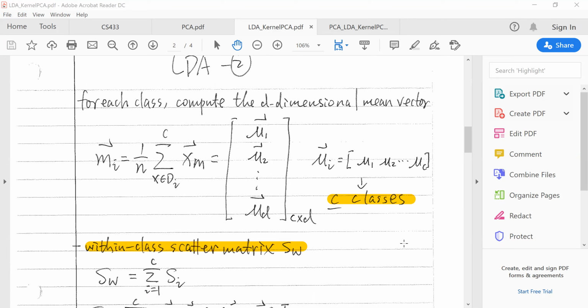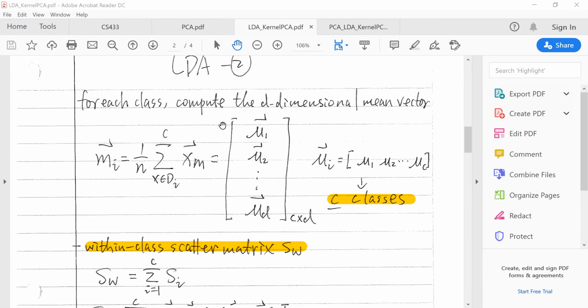Achieving the goal means that within the class, the data will be as close together as possible when you do the projection, and outside of the class, when you project, they will separate as far away as possible. So next, let's see the math background behind those.